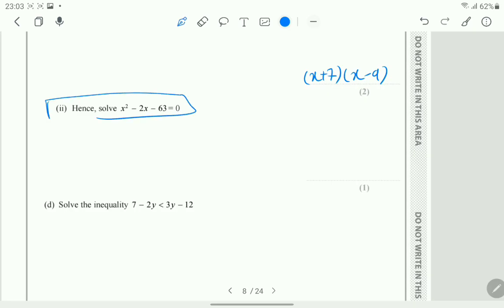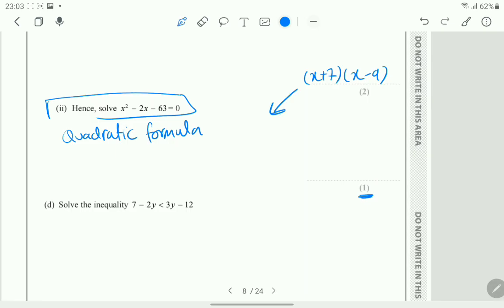To solve this, there are multiple ways. You could use the quadratic formula. Since calculators are allowed, you don't even need a formula, and there is 1 mark for this. You can use the calculator for solving this, or you should know that this is actually the points on a graph where the line cuts the x-axis.